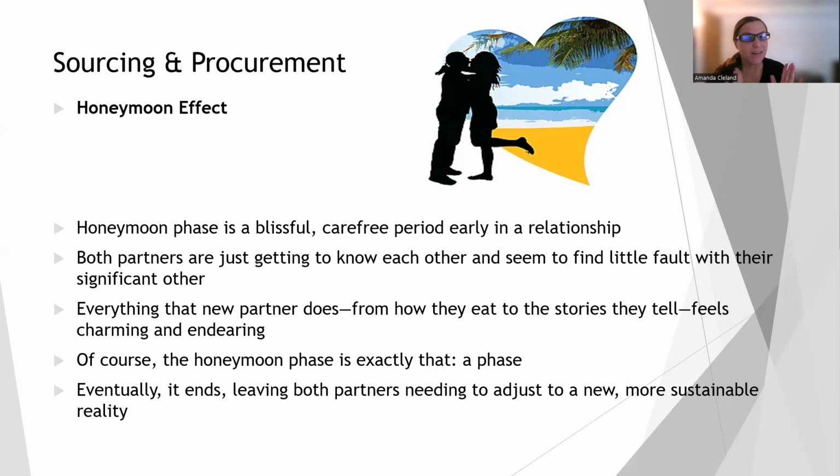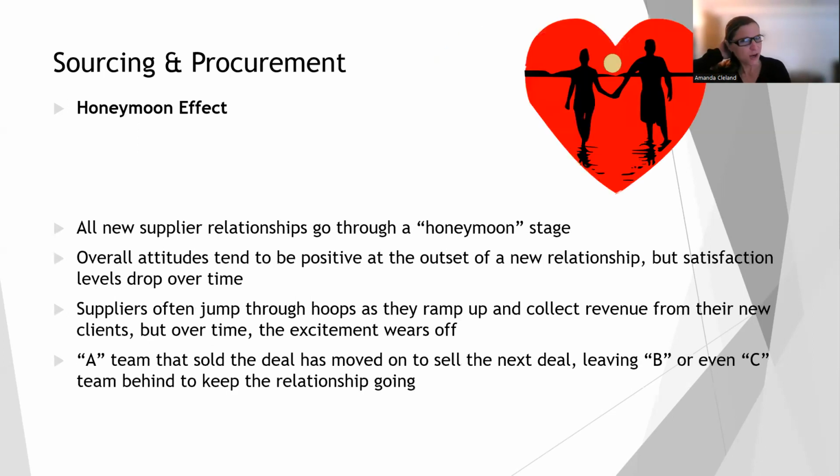However, the honeymoon phase is just that. It is a phase and it will pass. Eventually it's going to end, and both partners are going to have to adjust to this new, more sustainable reality. You're going to start to get annoyed with your partner. They're going to do things that you don't like. So just like with romantic relationships, buyers and sellers go through a honeymoon stage as well. All new supplier relationships go through some kind of honeymoon stage.